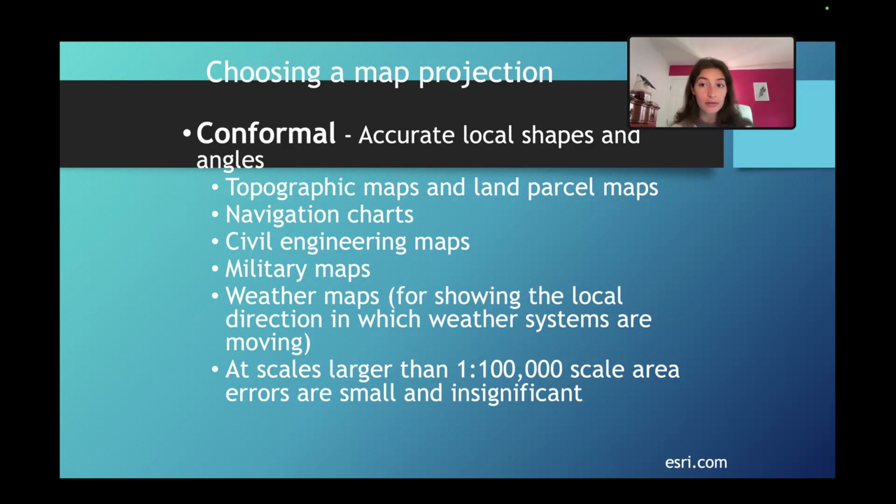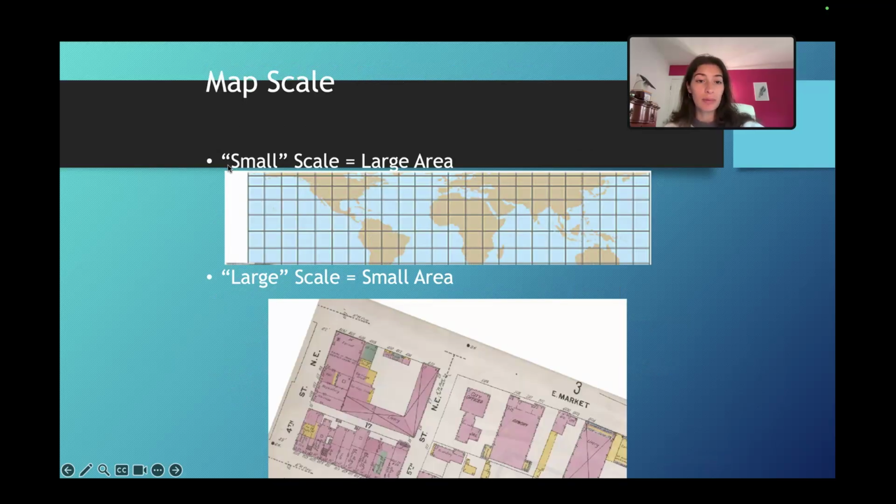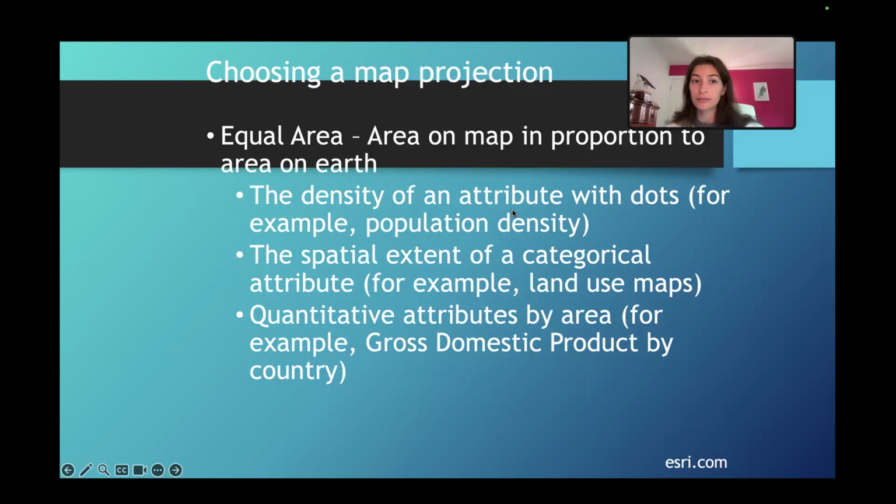They're still there. Don't be mistaken. There's always going to be some form of distortion, some kind of error, but they're not a big deal when you're using conformal as long as this is the scale, this or larger. So remember, small scale, large area, large scale, small area.